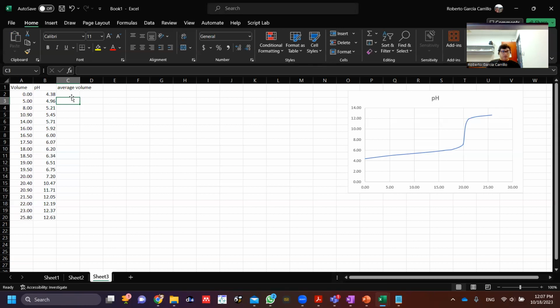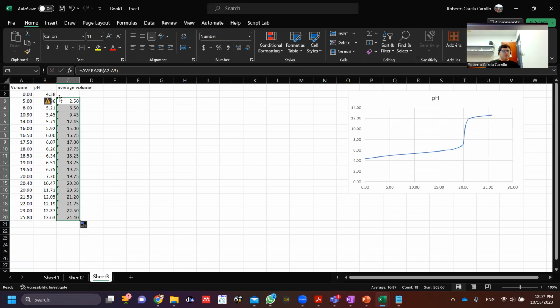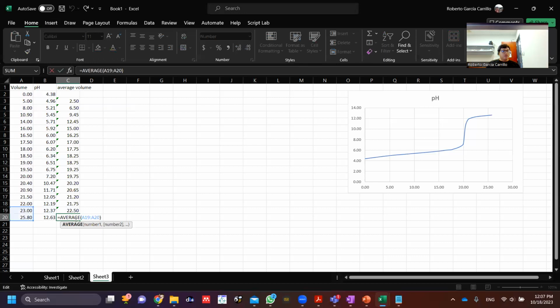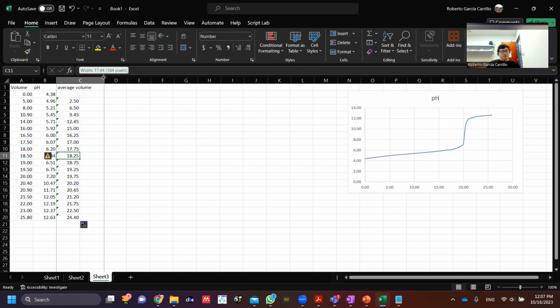You begin in the second cell instead of the first cell, and you add a formula which is equal average, and we just select the first and the second volume, and that should give us the average between these two values. Then we can double click on the corner or just drag down to obtain the average between any two pair of volumes. Okay, so far so good.